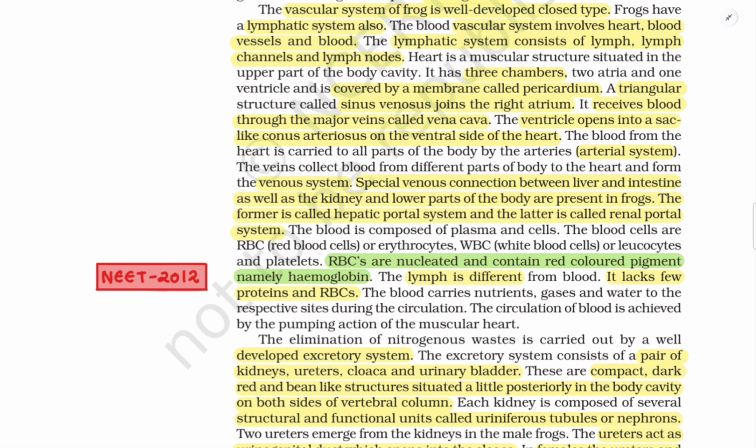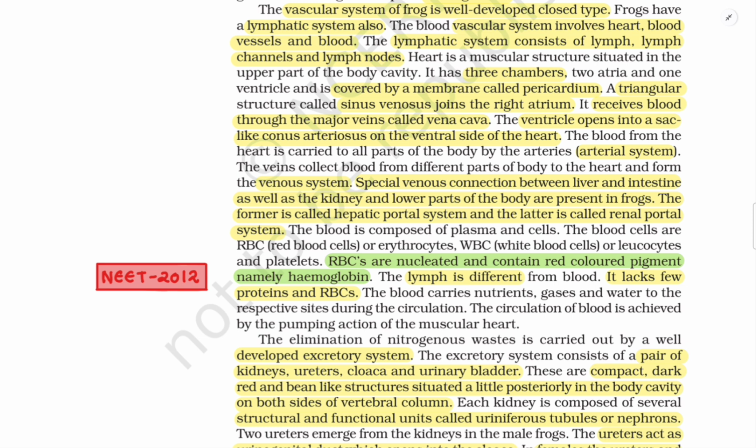The blood from the heart is carried to all parts of the body by the arteries, also known as the arterial system. The veins collect blood from different parts of the body to the heart and form the venous system. Special venous connections between the liver and intestine, as well as the kidney and lower parts of the body, are present in frogs. The former is called the hepatic portal system and the latter is called the renal portal system.